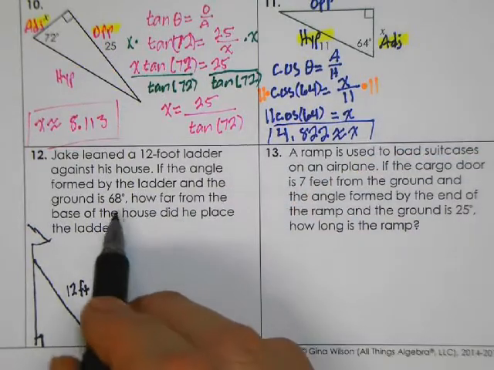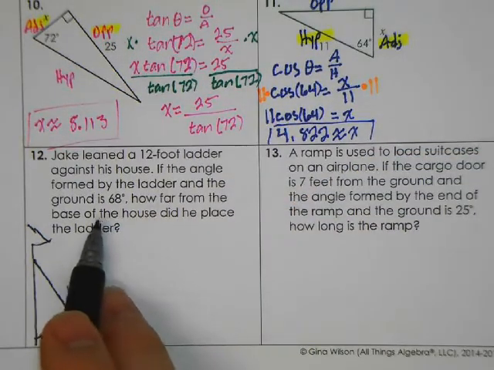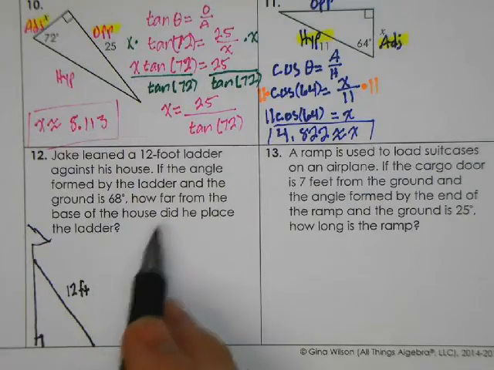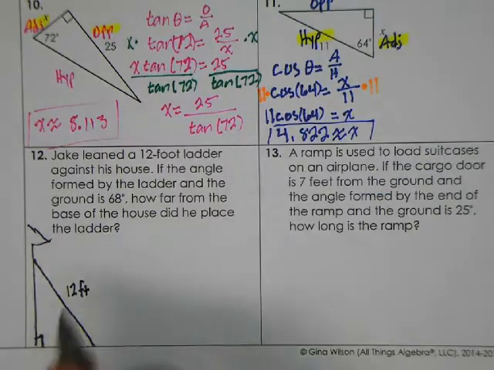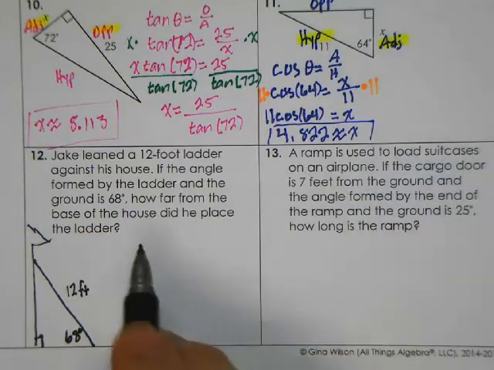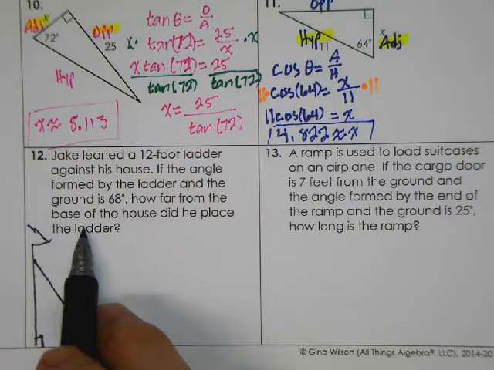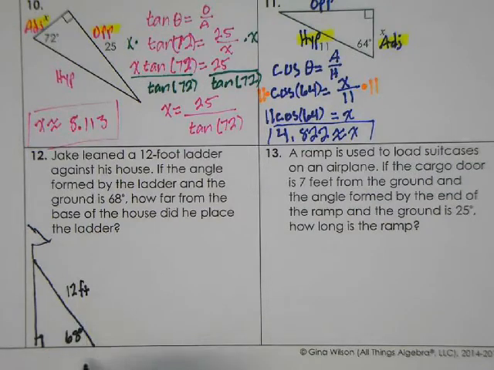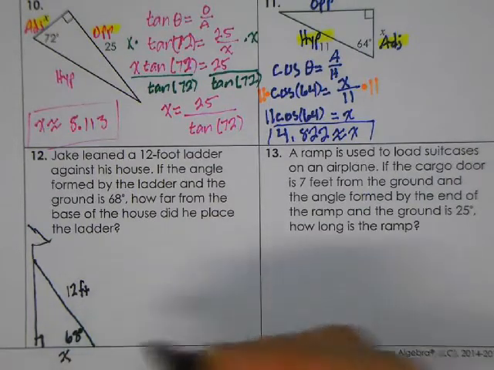And we've seen questions like this with the Pythagorean theorem, but now it's telling you that the angle formed by the ladder and the ground, well, here's the ladder and here's the ground, so that 68 degrees is right here. And what it's asking us to find is how far from the base of the house did he place the ladder? So the base of the house is here, the ladder is here, so what we're looking for is this side right here.